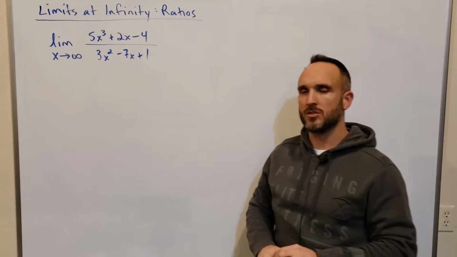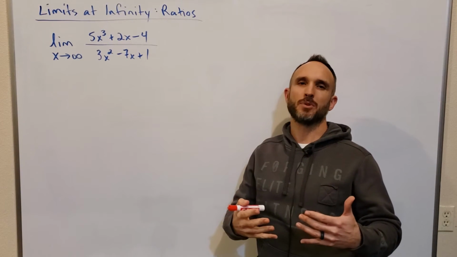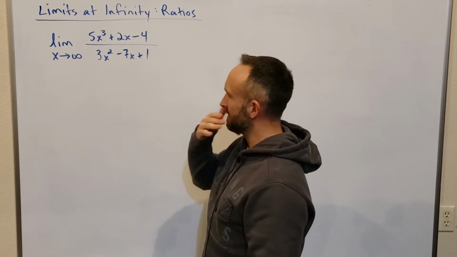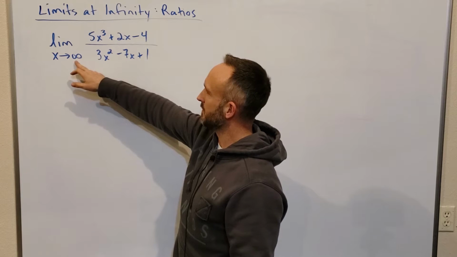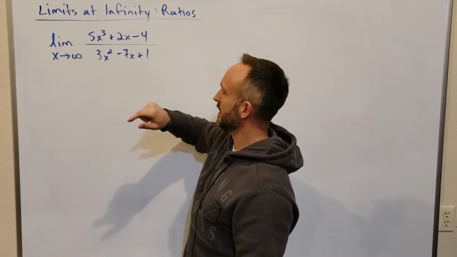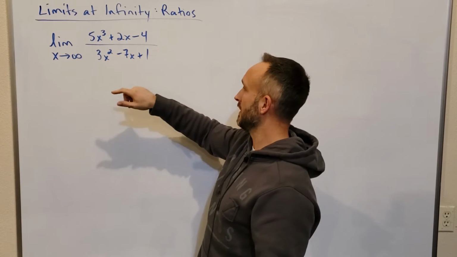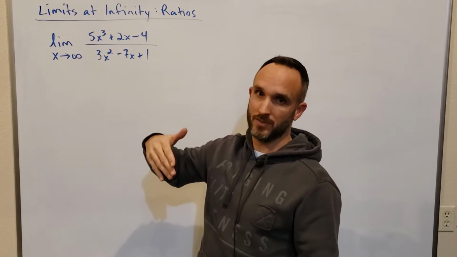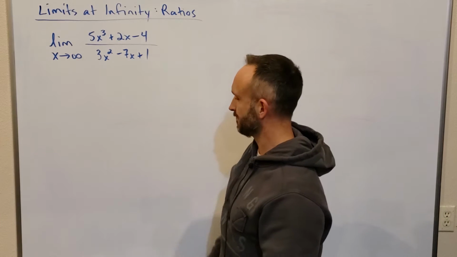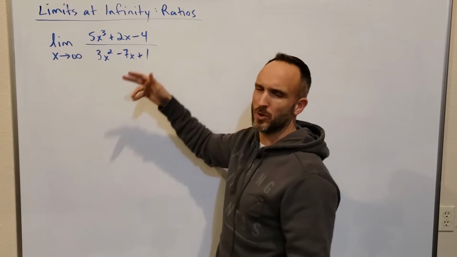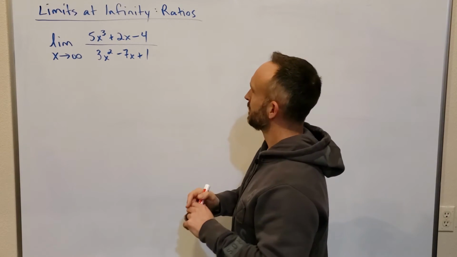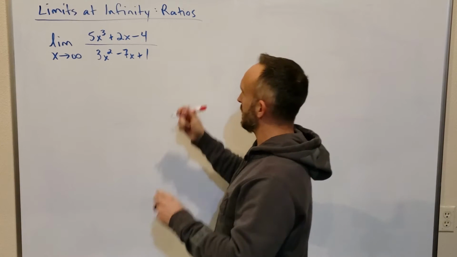And so the immediate idea is to imagine what would happen to this ratio as x gets very large. Hopefully you can see that as x goes to infinity, 5x cubed goes to infinity, 2x goes to infinity, 3x squared goes to infinity, negative 7x goes to negative infinity, right? Because you've got a negative 7 times a really big positive number. And then the minus 4 and the plus 1 are negligible when you're talking about massive values that are going to infinity.